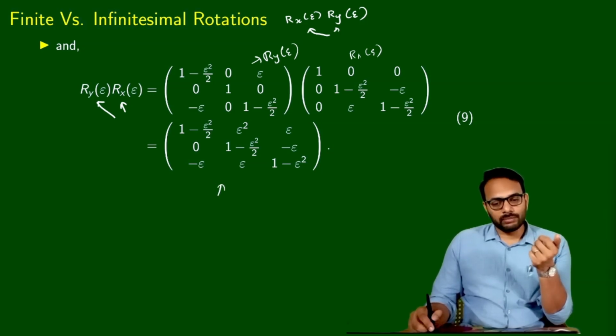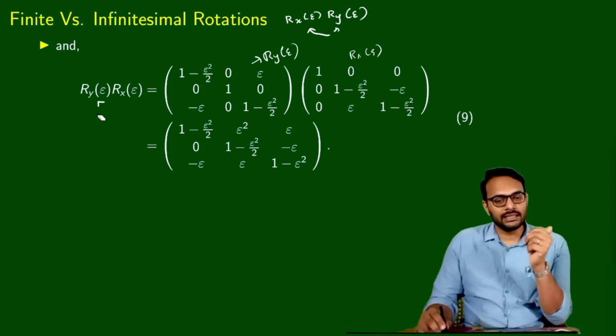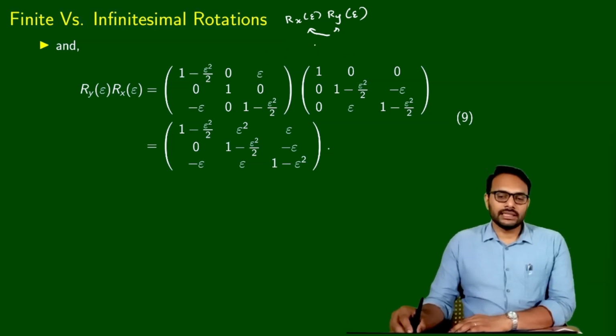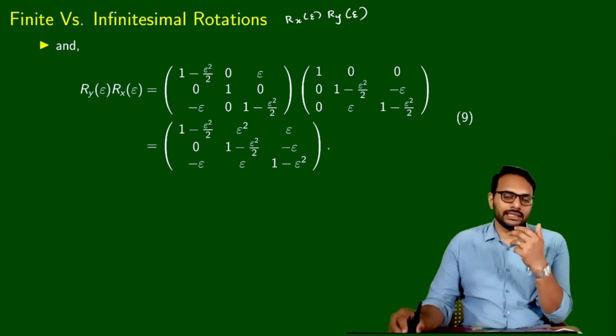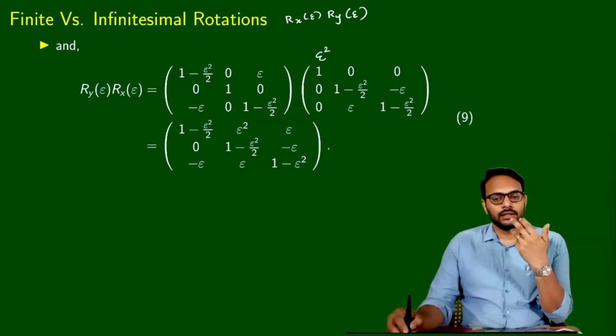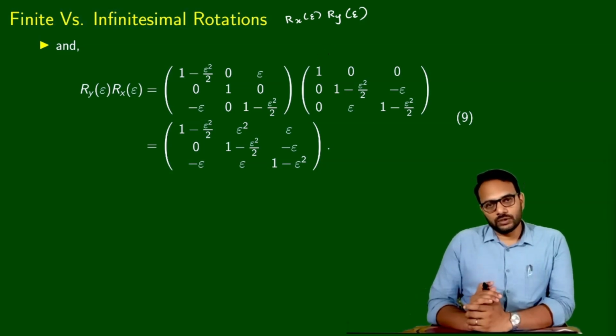This would be the square matrix corresponding to a rotation about the x-axis followed by a rotation about the y-axis by the angle epsilon. Both rotations are by an infinitesimal angle epsilon. Again, I remind you, when you make this multiplication, remember to retain only terms up to the order epsilon square. Always neglect terms of order higher than epsilon square.